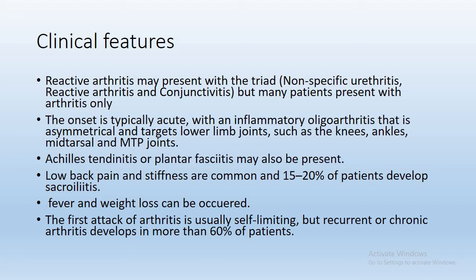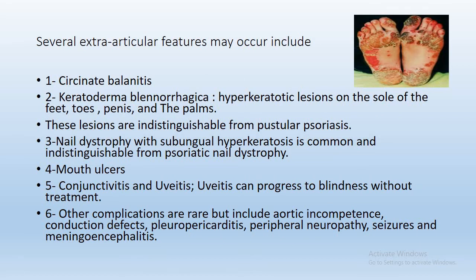The first attack of arthritis is usually self-limited, but recurrent or chronic arthritis develops in more than 60% of patients. Several extra-articular features may also be included, like circinate balanitis and keratoderma blennorrhagica, which is a hyperkeratotic lesion in the sole of the feet, toe, penis, and the palm. These lesions are indistinguishable from pustular psoriasis. Nail dystrophy with subungual hyperkeratosis is common and is also indistinguishable from psoriatic nail dystrophy, meaning it resembles psoriatic arthropathy.